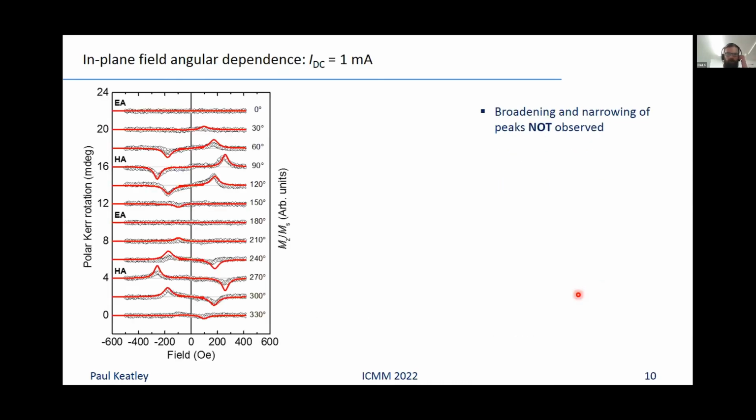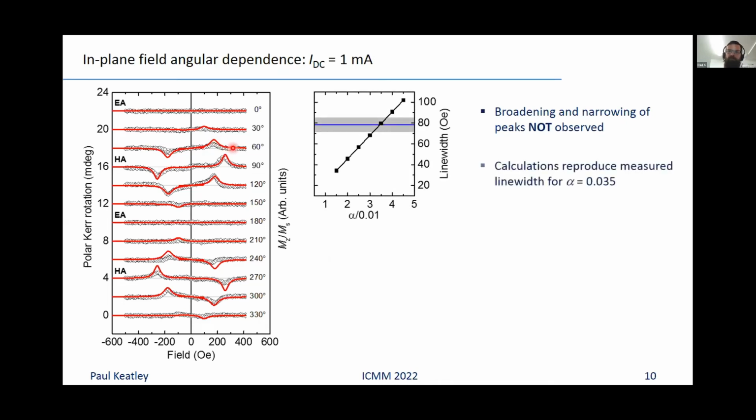If we go to a lower current condition, so 1 milliamp, away from the hard axis we don't see this marked broadening and narrowing at all. So if we try to do the similar analysis, we actually see a larger value of alpha, which may suggest that there's no thermal effects going on here, because you may expect a larger damping parameter when the DC current is higher, which we didn't.